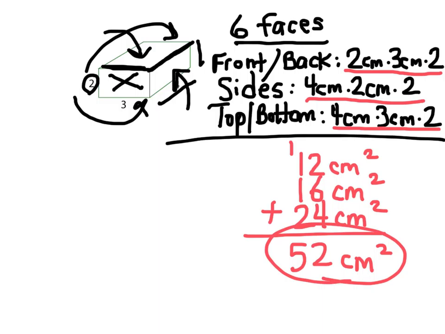If this rectangular prism was, say, a present and we were wrapping it, the amount of paper to cover the surface would equal 52 square centimeters, not including any extra for overlap. So that's the answer for this problem, 52 square centimeters. Go ahead and calculate the surface area for this rectangular prism. Pause your video, then restart to check your answer.